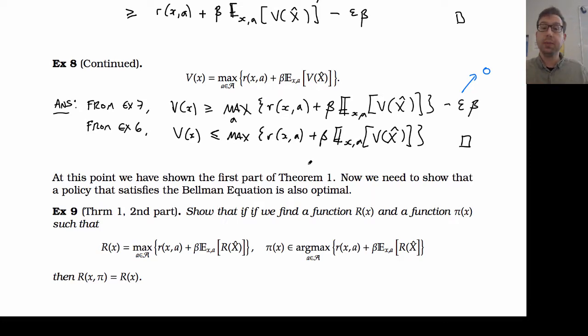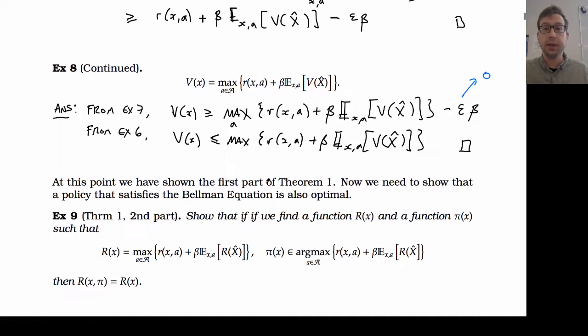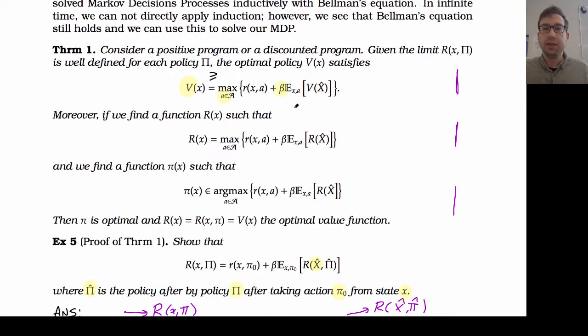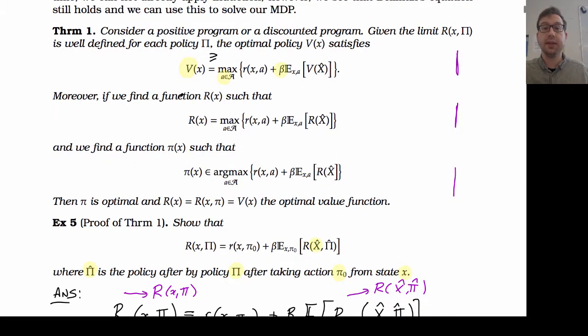So now we're going to work a little bit towards the second part of the proof. Just to recap where we are, we have now shown that the optimal value function for a Markov positive program satisfies Bellman's equation. So now we want to say, well, that's great, but if we actually solve Bellman's equation, is that going to tell us something about the optimal rewards? This is the next part. If we find a function r of x such that this equality holds, then have we solved the problem?